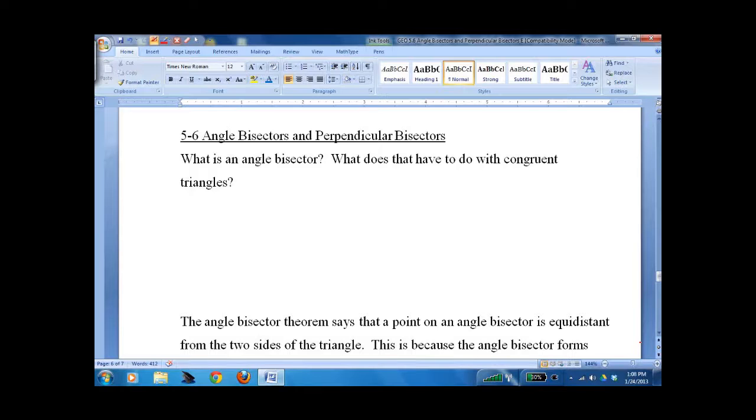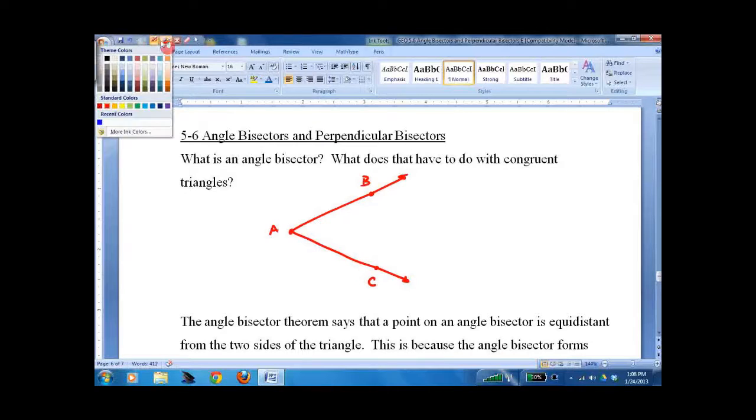Lesson 5-6, Angle Bisectors and Perpendicular Bisectors. This is a very straightforward lesson, not a lot of tricks to it. First off, what's an angle bisector? We have an angle, we'll label it, and a bisector goes right down the middle. So it could be a ray, it could be a segment, it could be a line.